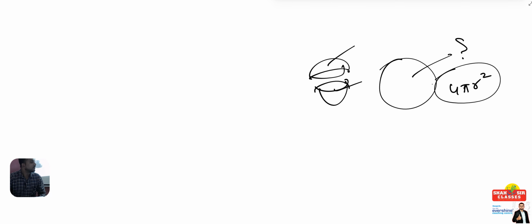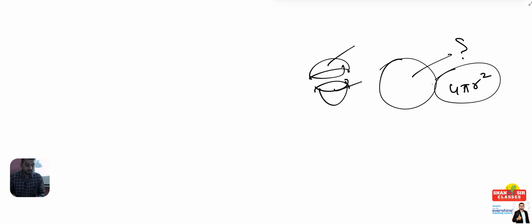Understood? When two different solids, meaning two different hemispheres, are joined, you have to imagine what new solid or new figure is formed. So the new figure looks like a sphere. So which surface area is asked? Sphere surface area, right? 4 pi r square.